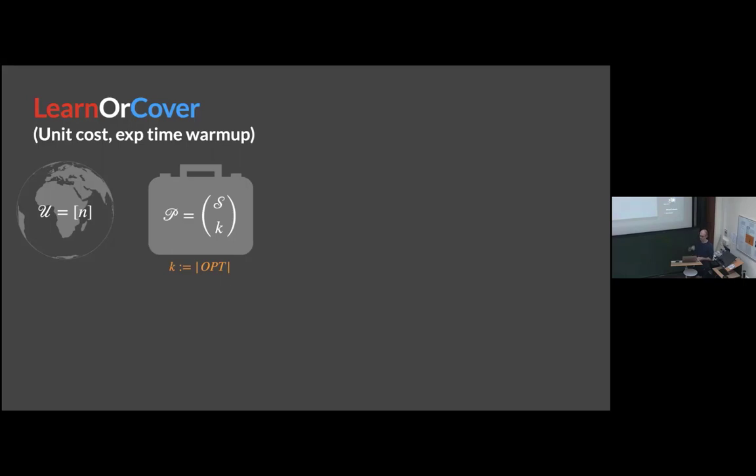Okay, so P is all possible K tuples of sets. It's every possible solution that could be the optimal solution. Initially, you don't know anything. You haven't seen any of the elements. You have complete ignorance. Every subset of size K could be the optimal solution.